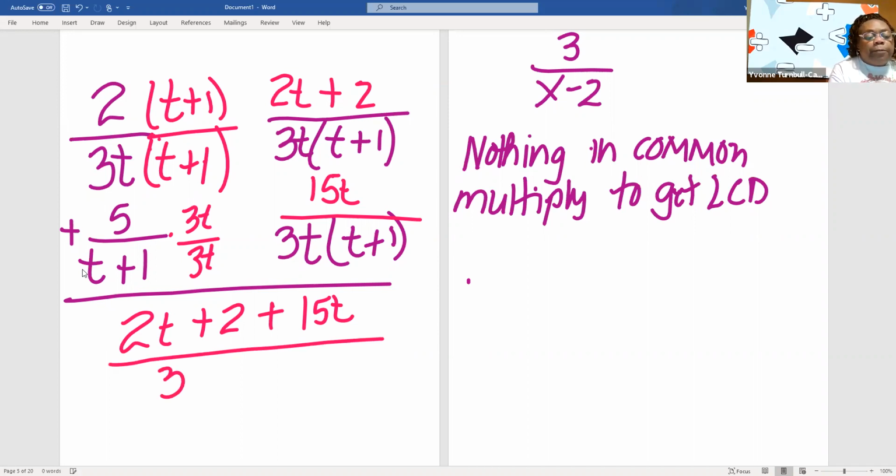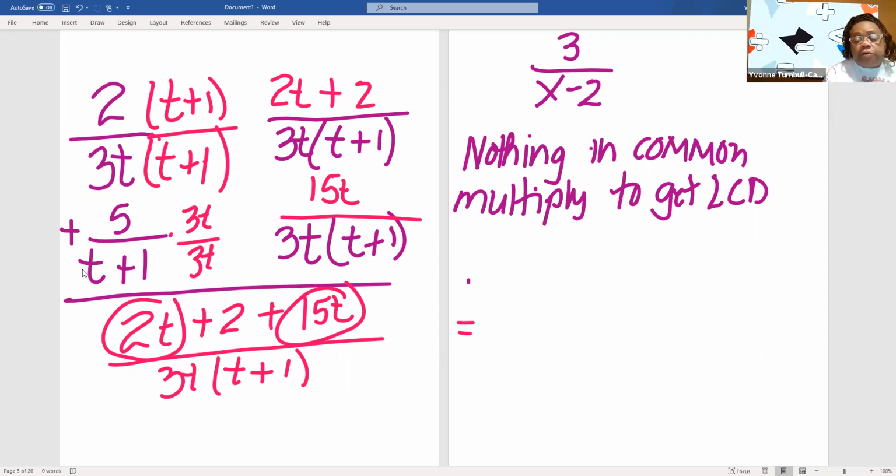So I need to make sure that I'm putting my numerator together correctly so I can combine like terms if possible. And I do have like terms. This and this are like terms because they both have t. And when I combine them, I get 17t. So if you write 2 plus 17t or 17t plus 2, it is the same thing because of the commutative property. So either way is correct. Commutative property says so. So I have 3t times t plus 1.